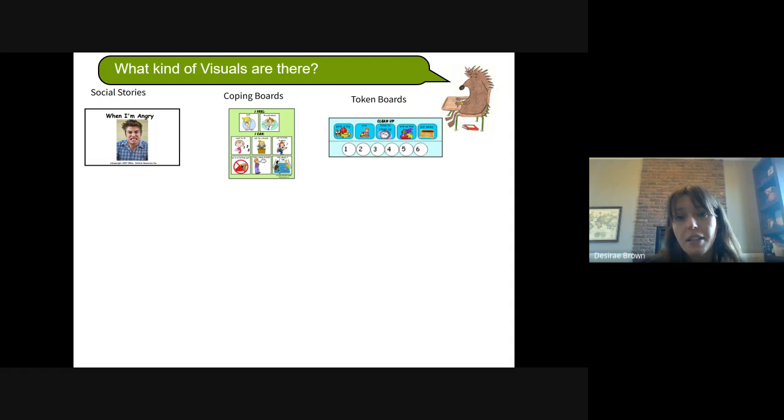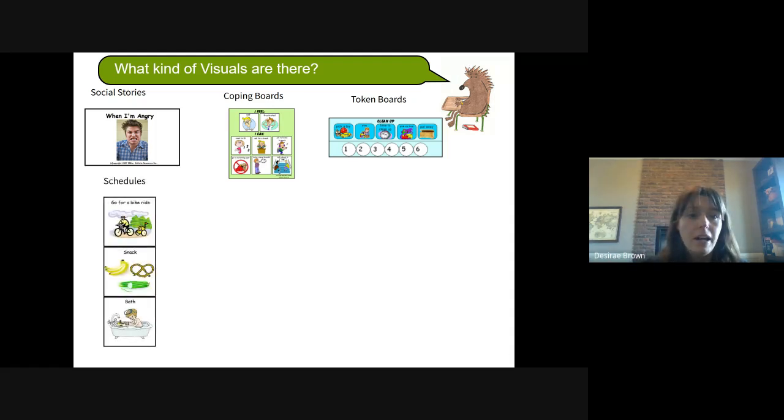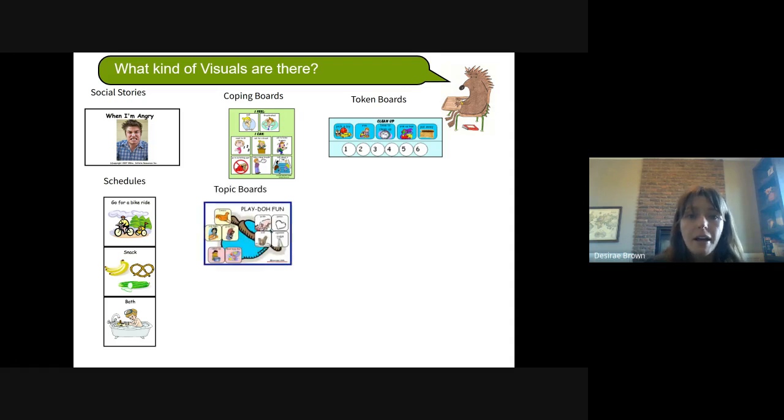You can also have token boards. So as you finish the tasks, you're filling up the tokens. Schedules, like I mentioned. So first we're going to go for a bike ride, then we're having snack, then we'll have a bath. So those can be helpful for organizing your days and routines.